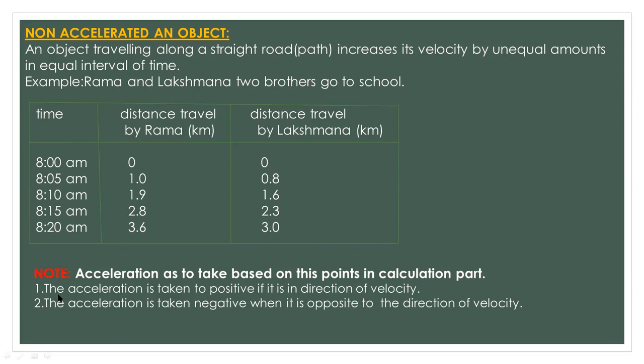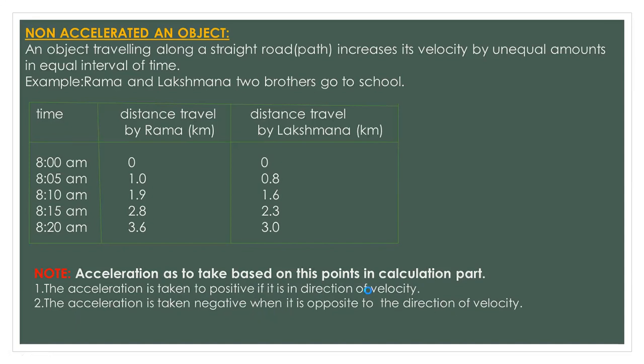Okay, first one is acceleration is taken to be positive if it is in the direction of the velocity. An object which is going in the direction of the velocity, its acceleration must be taken as positive. Okay, students. The second one is acceleration is taken to be negative when it is opposite to the direction of the velocity. Okay, students, right?